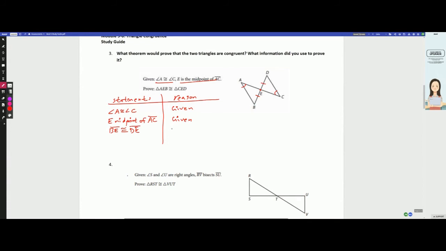Okay. To DE. And because they're congruent, that is because that's the definition of a midpoint. Okay, so be aware of what it means to be a midpoint. All right, so let's see, we have an angle. All right, we have a pair of angles.